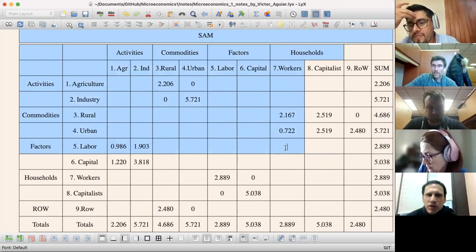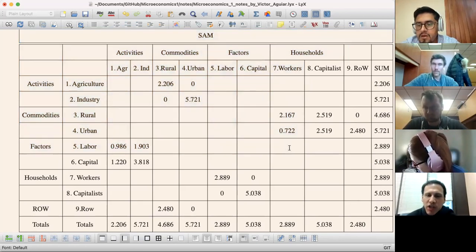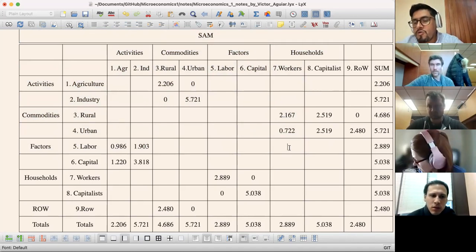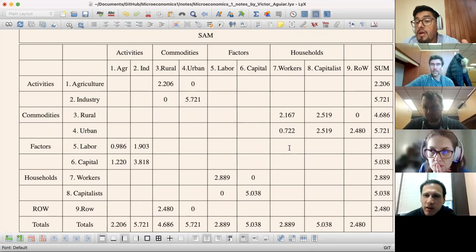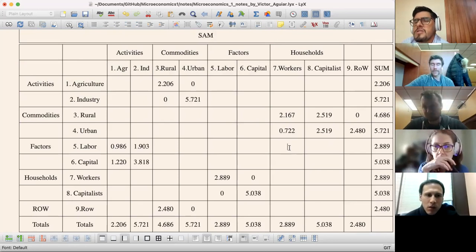Victor, one question. Yeah. Does the length of the time period that you're taking into account change as well? Yeah, you choose as a modeler the length of the period. Typically a SAM will cover a period of one year, but that depends on the availability of data. For instance, consumption data usually is very expensive to get.